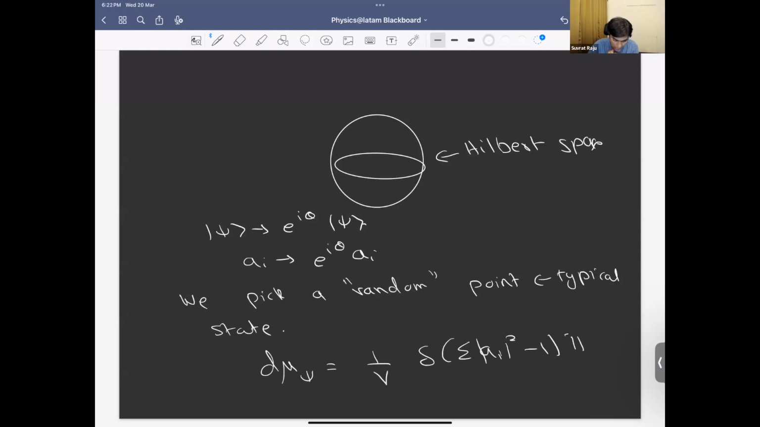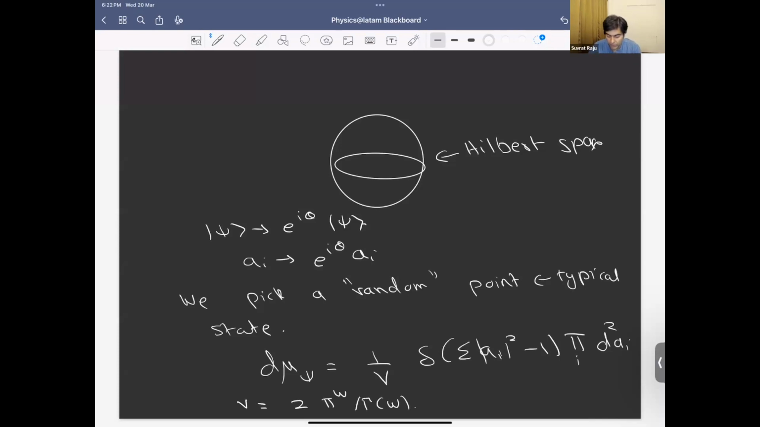This is sometimes called the Haar random measure, where this V is set so that the integral of dμ(ψ) is set to be 1. Okay, so this V is some volume. You can compute what it is. If I have my notes correct, then this V is 2 times π^W over Γ(W), but V is not going to appear in any calculation that we do.